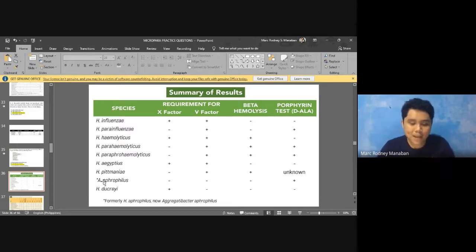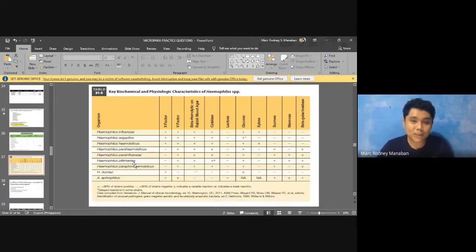Very important. But in the recent board exam, January 2021, there was a case study, but what came out was their sugar fermentation. Grabe, the board examiner, they are not routinely performed. Usually X and V is good.